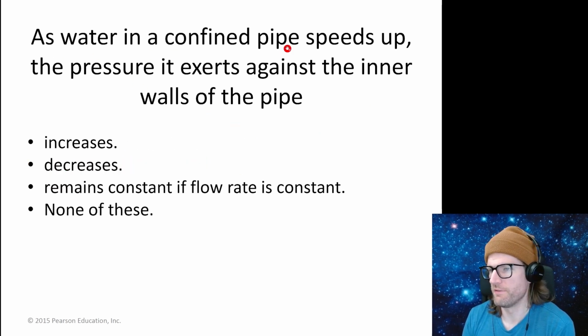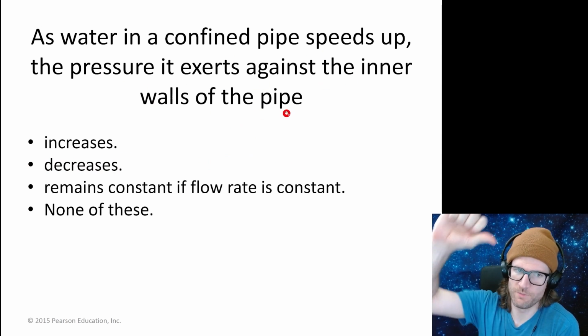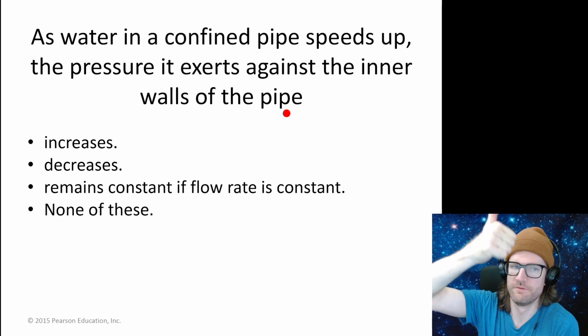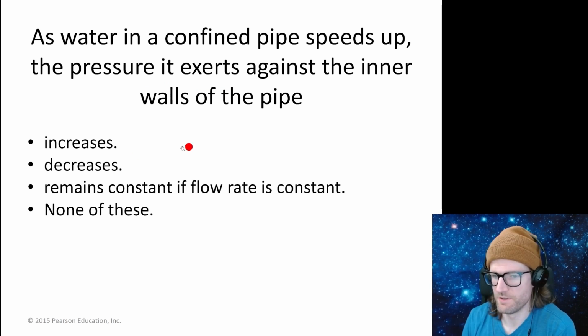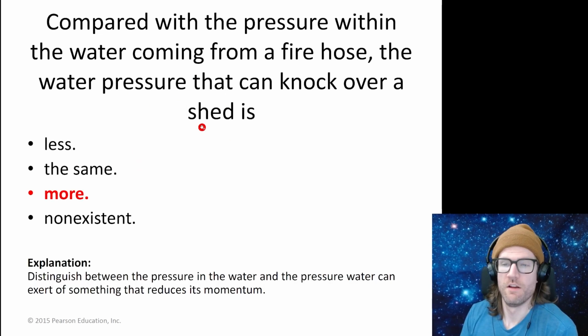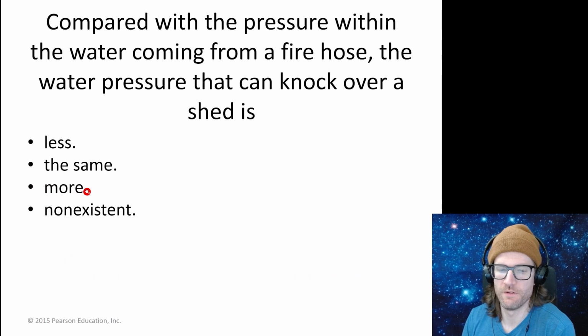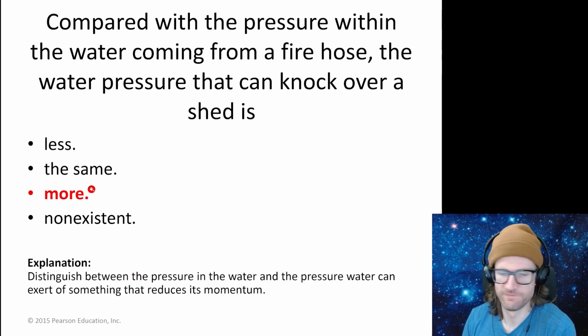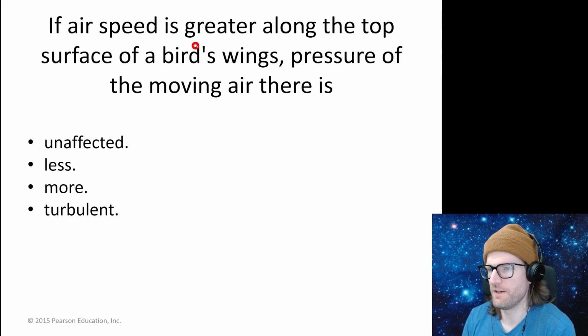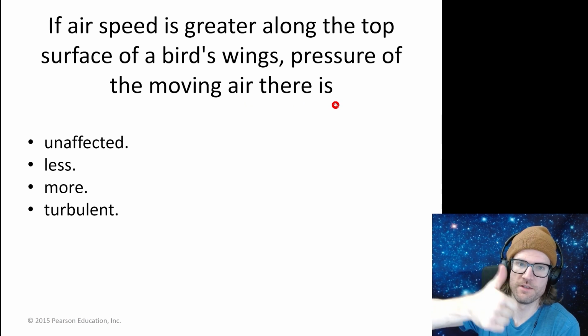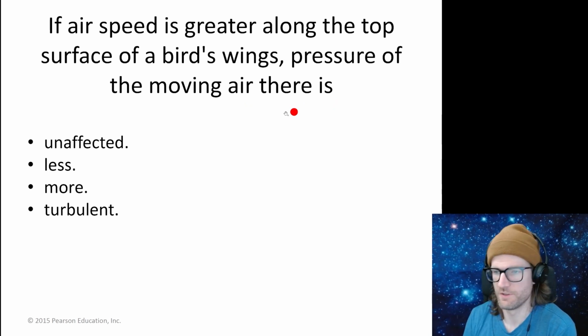As water in a confined pipe speeds up, the pressure it exerts against the inner walls of the pipe, well, we know as speed goes up, then pressure goes down. So it's going to be decreases. Compared with the pressure within the water coming from a fire hose, the pressure that can knock over a shed is more. If air speed is greater along the top surface of a bird's wings, the pressure of the moving air there is, well, if airspeed is high, that means pressure is lower. So it's going to be less.